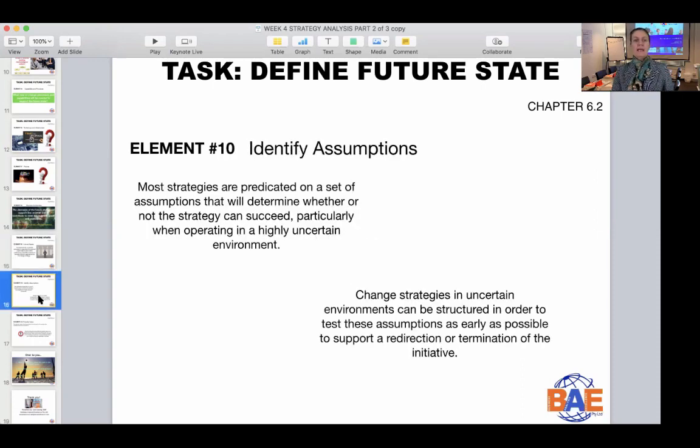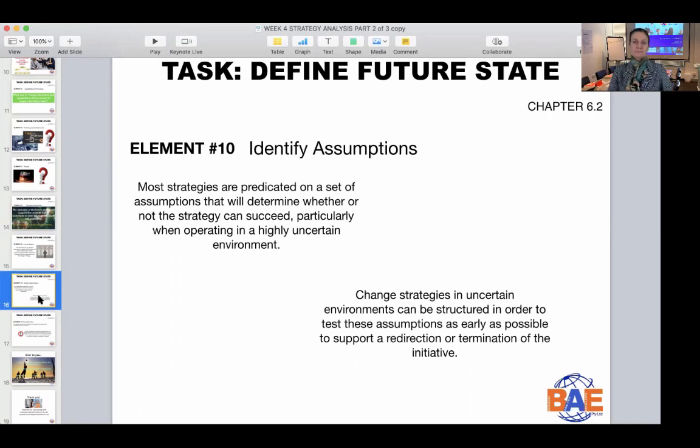If we then look at element 10, identify assumptions. So most strategies are predicated on a set of assumptions that will determine whether or not the strategy can succeed, particularly when operating in a highly uncertain environment. So change strategies in uncertain environments can be structured in order to test these assumptions as early as possible to support the redirection or termination of the initiative.